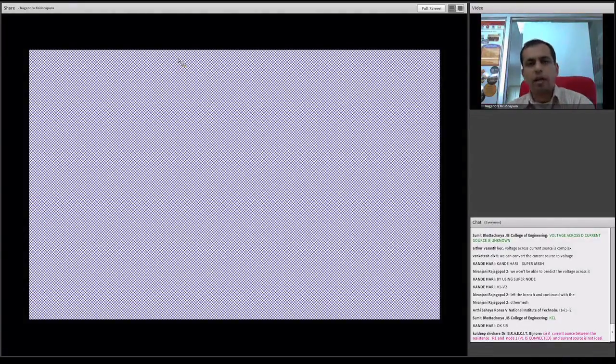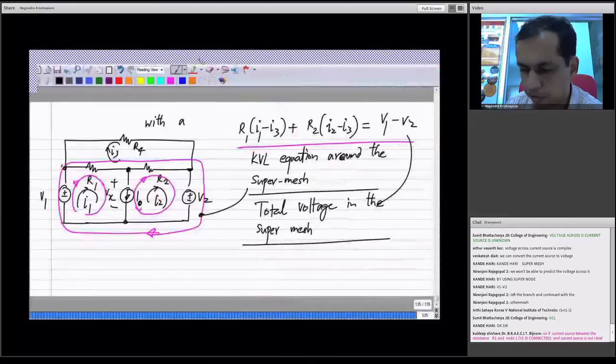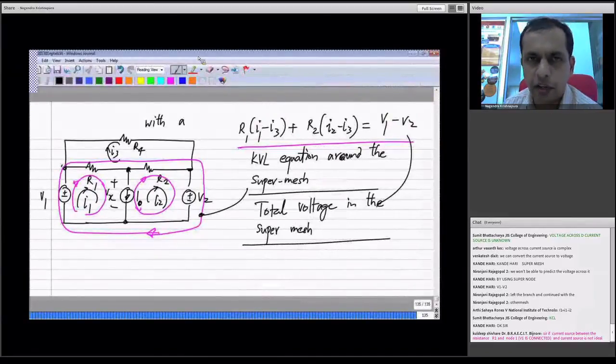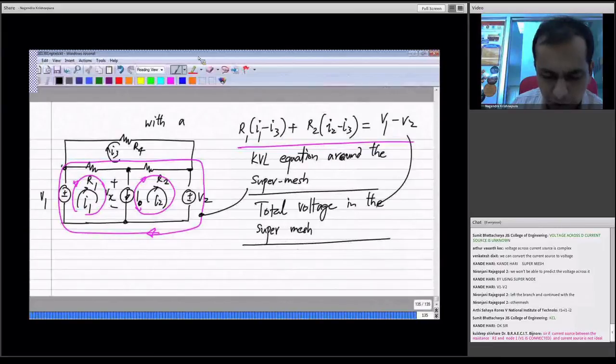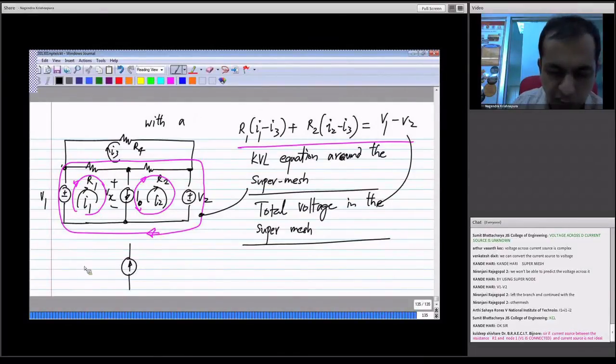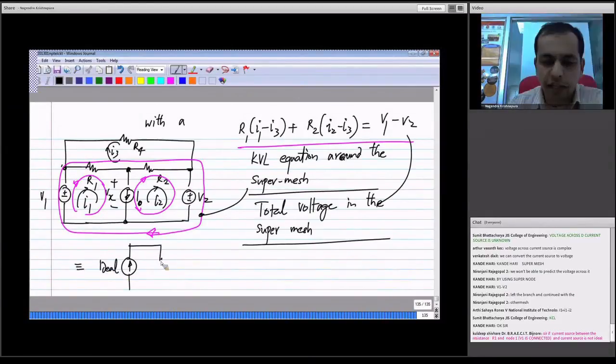Okay, now there is a question about non-ideal current sources. Now we have not discussed non-ideal current sources, but maybe we can quickly do that. See, as far as the analysis is concerned, a non-ideal current source will be the same as an ideal current source in parallel with some resistance. Okay, so for instance, in this case, you would have an extra resistance. Now, if you have that, then in case of mesh analysis, you will have an extra mesh and you have to write that.